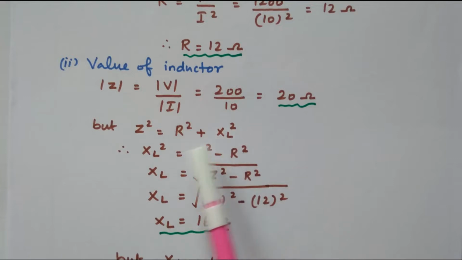We need XL square, so bring R square to this side. So XL square equal to Z square minus R square. Take square root on both sides. So XL equal to square root of Z square minus R square. Z we already calculated as 20, so 20 square minus R value 12 ohm, 12 square. By simplifying, we got 16 ohm. The inductive reactance is 16 ohm.